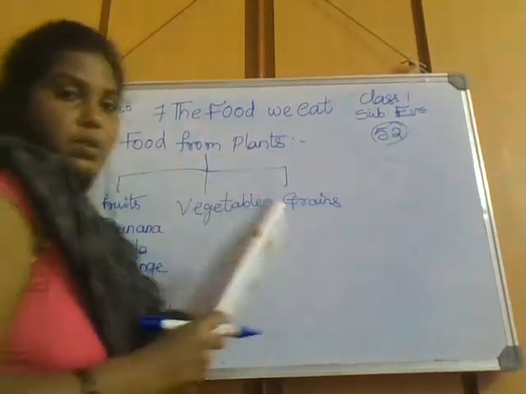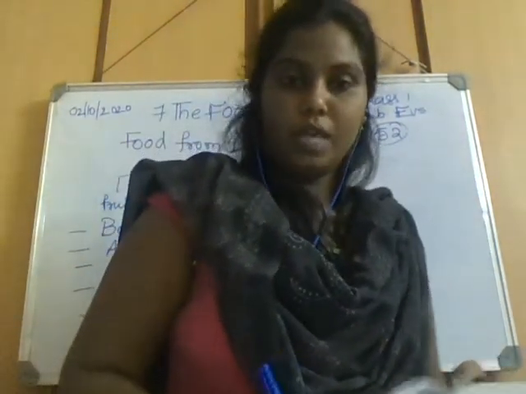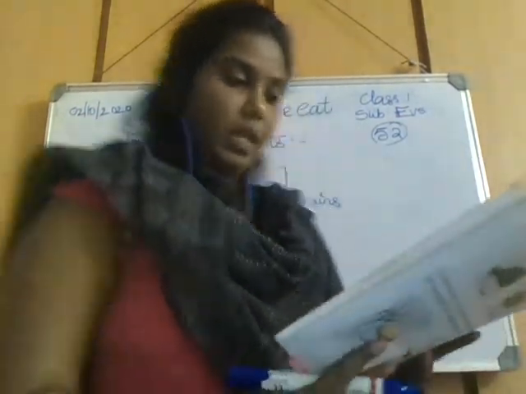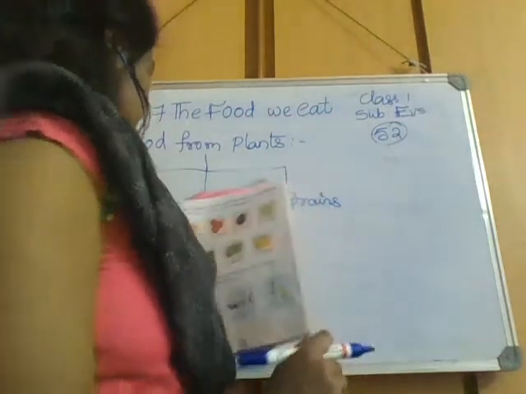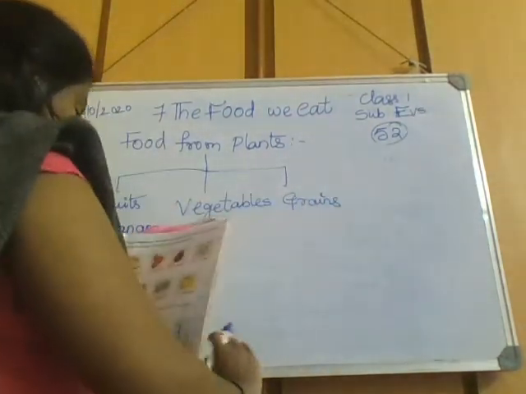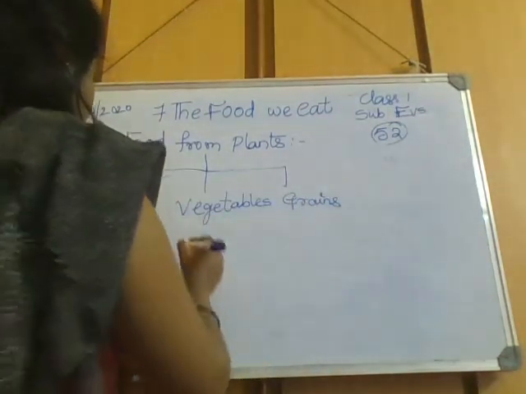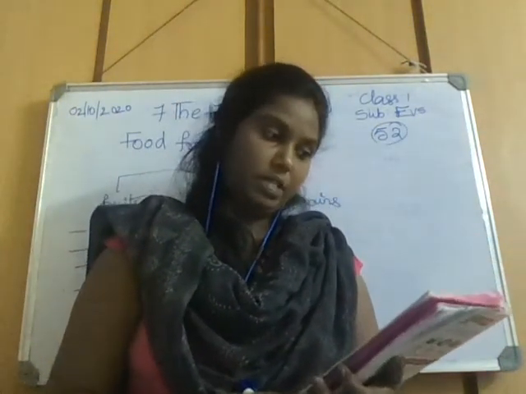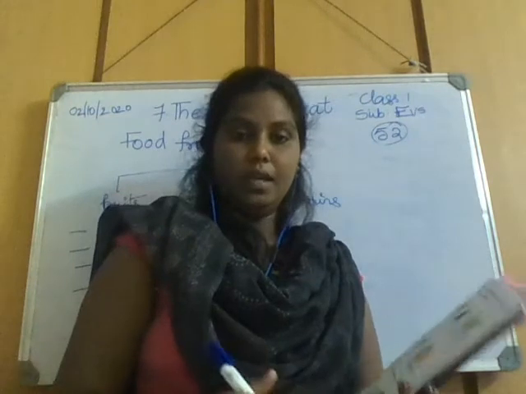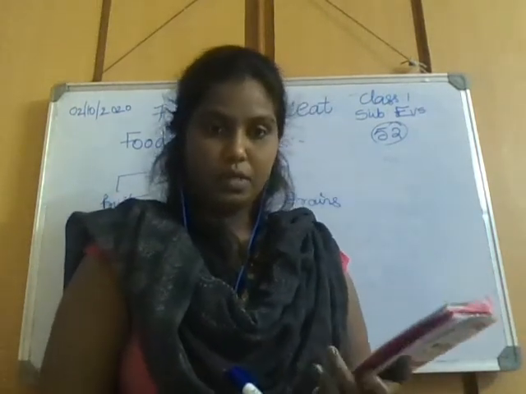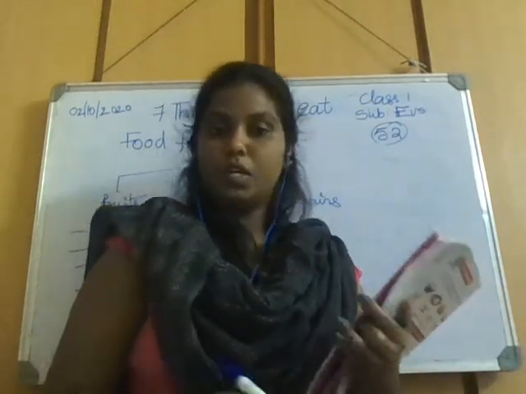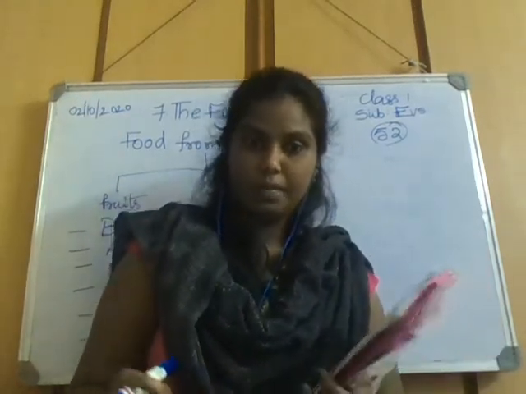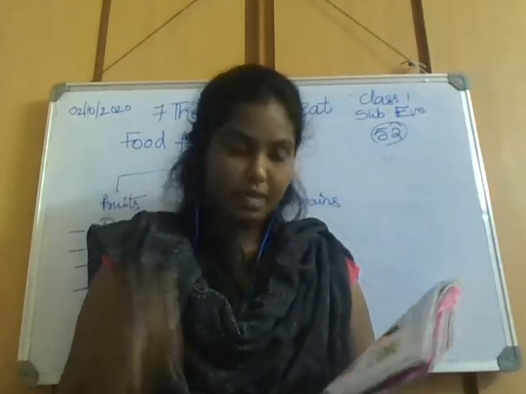So why is it called raw? Because we are not going to cook the food. These are the fruits. Coming to vegetables, we will cook before taking the vegetables. Before eating, we will cook the vegetables. Some vegetables we can take as raw vegetables like carrot, beetroot. You can take it raw also.